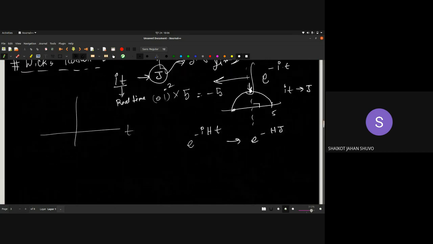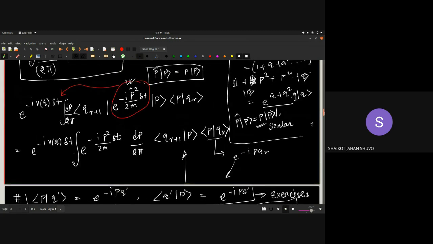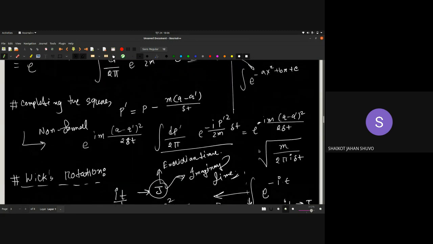Okay. Now that we know how to evaluate these integrals, let me write down the expression for the kernel again. But this time I'm going to use all the results I derived so far, that means the result over here.